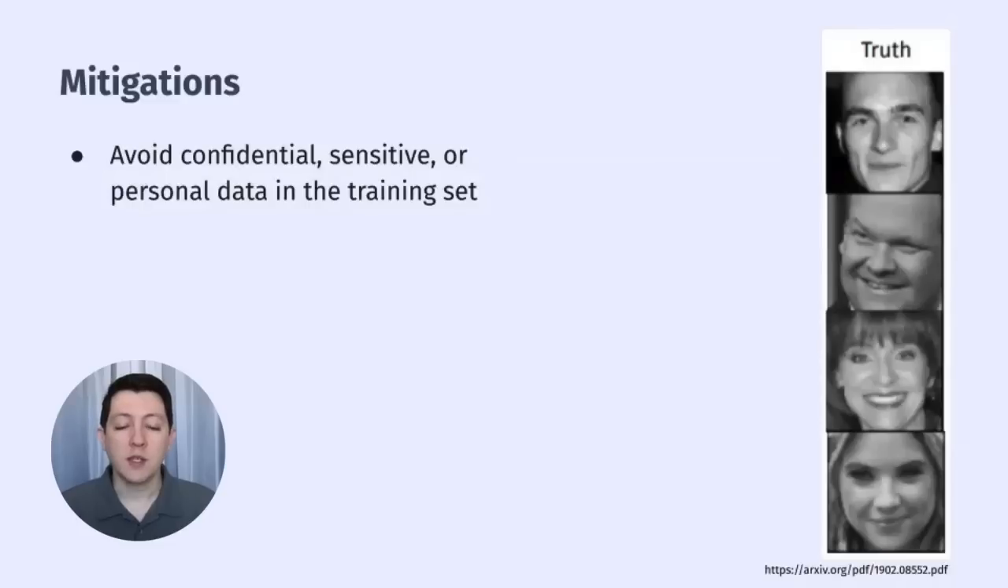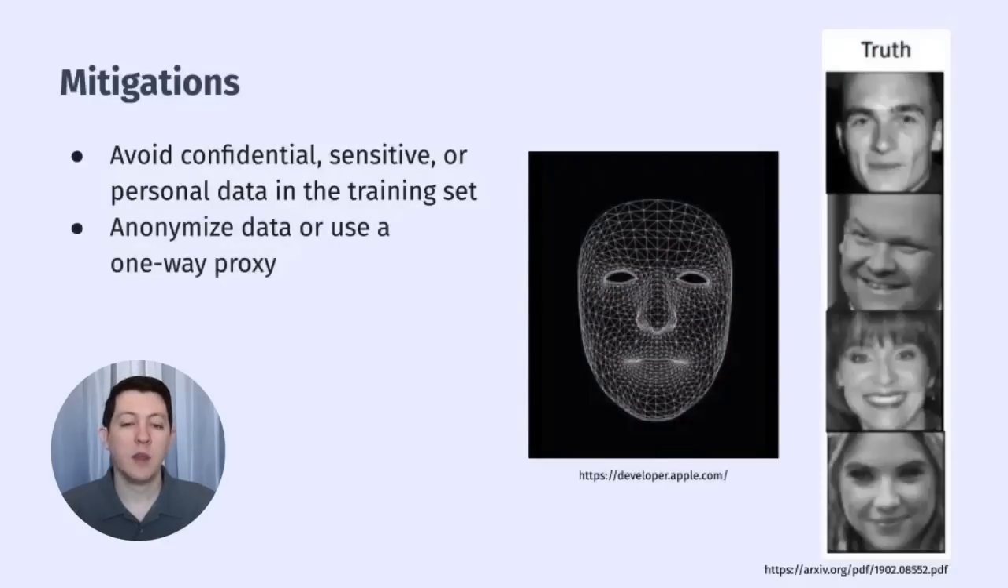Don't train on faces, train on elements of the face. Train on something that cannot be reconstructed back into the face. A one-way proxy is important. Anonymizing data. We might be able to extract facts from copyrighted material, and that's fair use, but not an entire article verbatim.